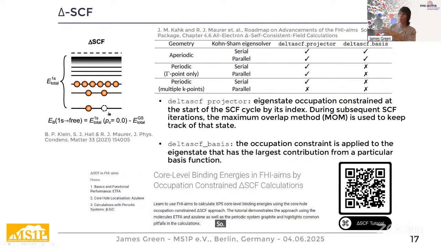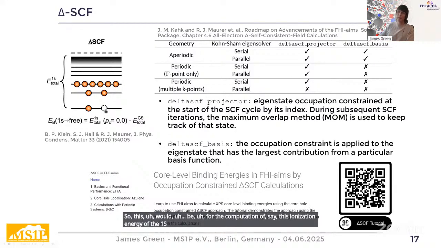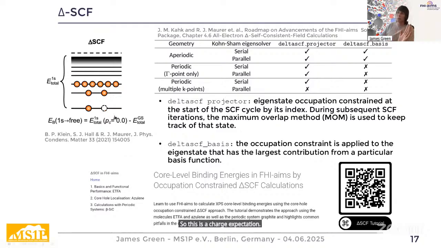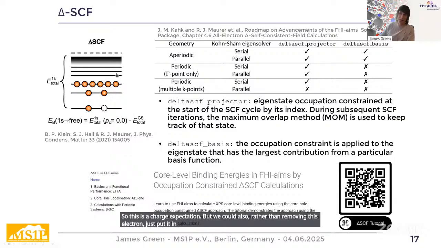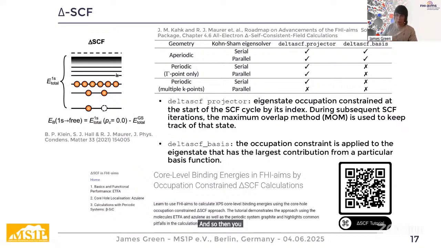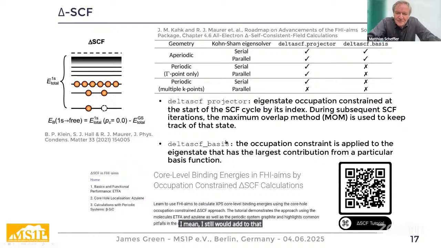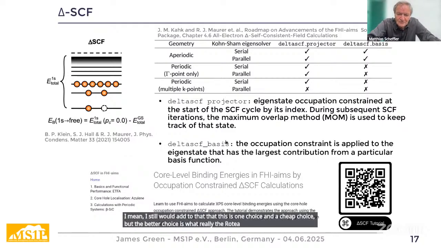So this would be for the computation of, say, the ionization energy of the 1s level. So this is a charged excitation. But we could also, rather than removing this electron, just put it in a valence state instead. And so then you get an absorption energy or neutral excitation. Yeah, thanks, James. I would still add that this is one choice and a cheap choice, but the better choice is what Dorothea will discuss in the next talk. Right? Yes.